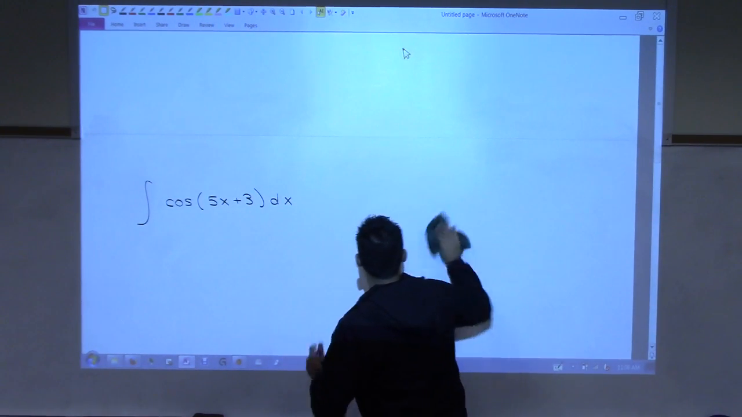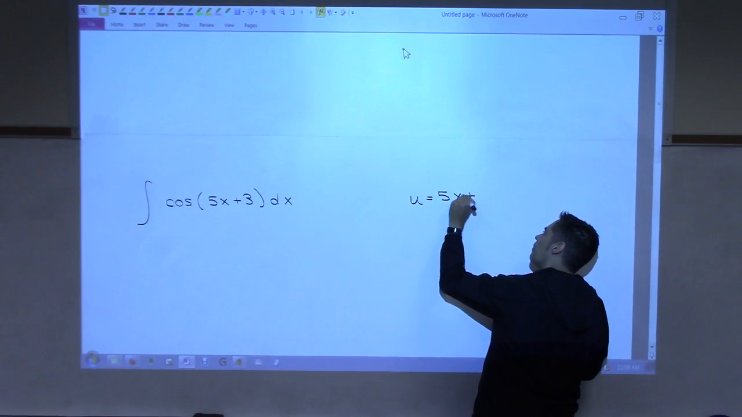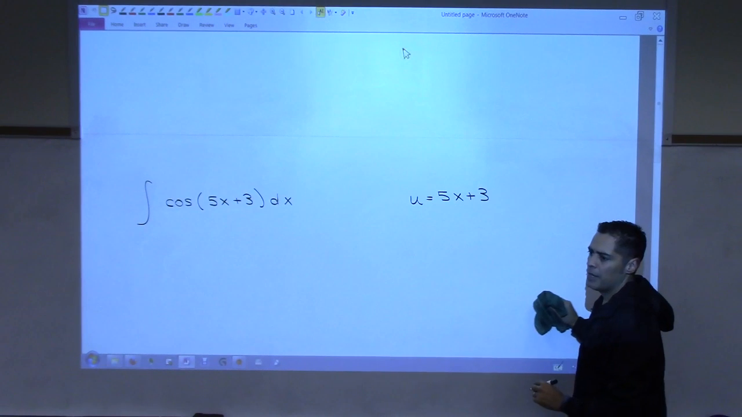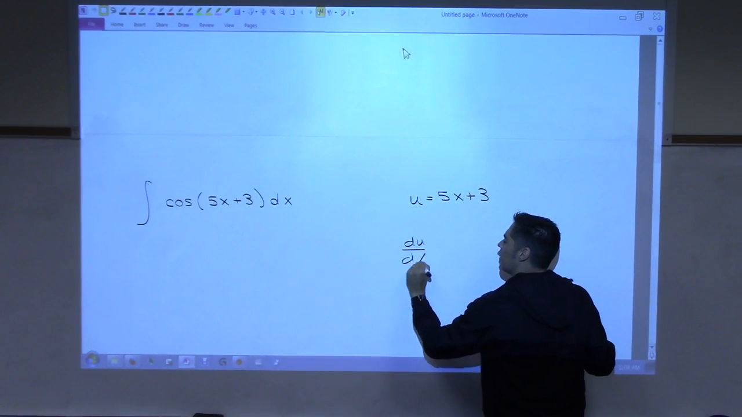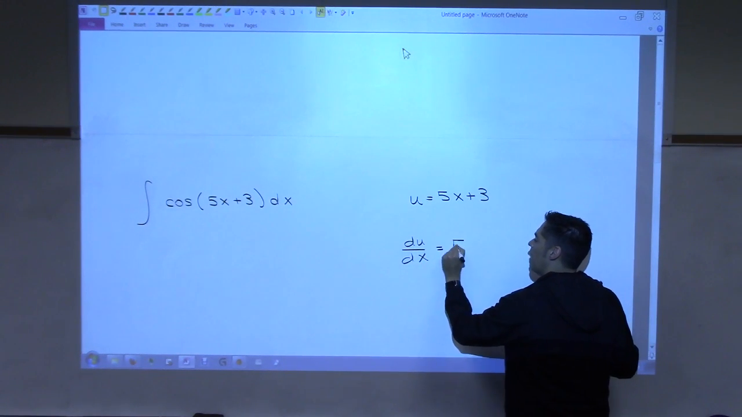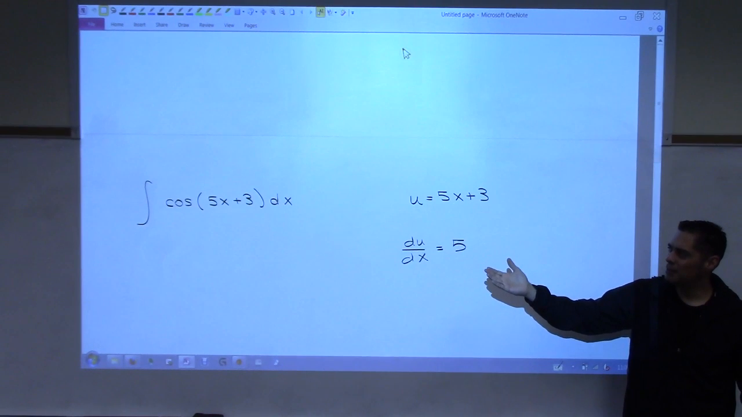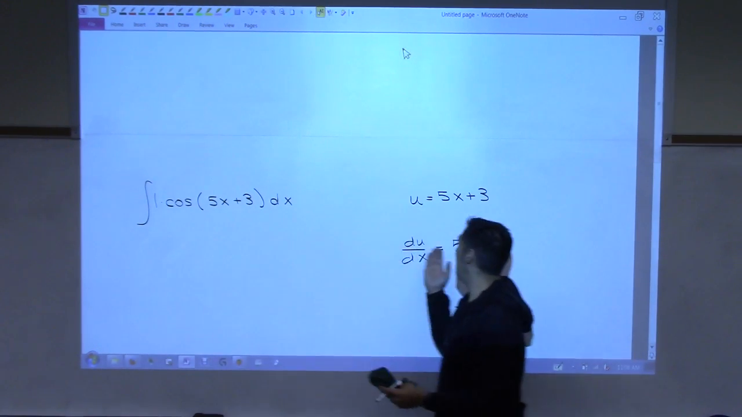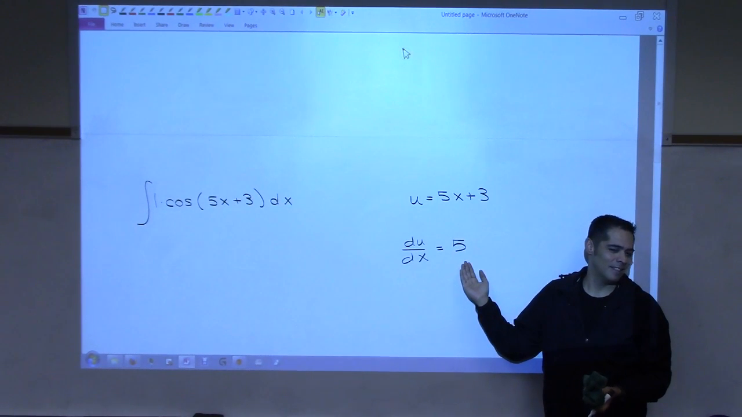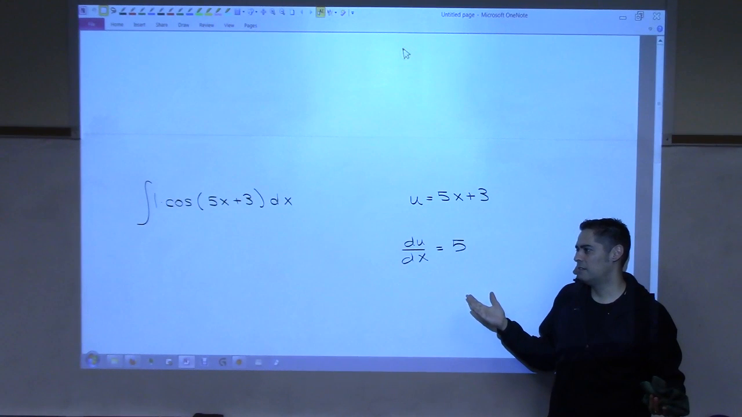So 5x plus 3 looks like the best candidate, and I agree, it should work. Let's take a look at why. If we pick 5x plus 3, what's the derivative of this with respect to x? Just 5. Do you have a 5 there? Well, you actually have a 1, don't you? And you're off by a constant. I know that's weird, but that's true, right? You're off by a constant.